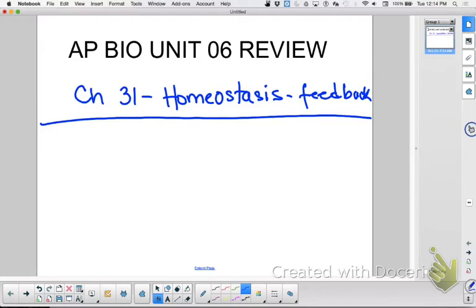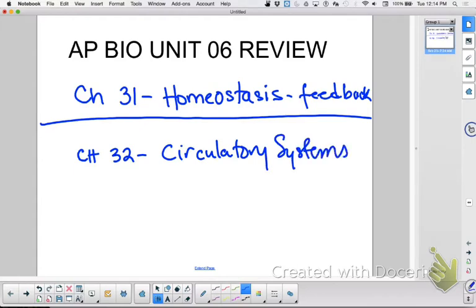Chapter 32, though, is about what? Circulatory systems. Only the circulatory systems? What else was it about? What was the EdPuzzle part I had you do ahead of time? It was just basically about transport, and how cells meet their nutrient and gas needs.